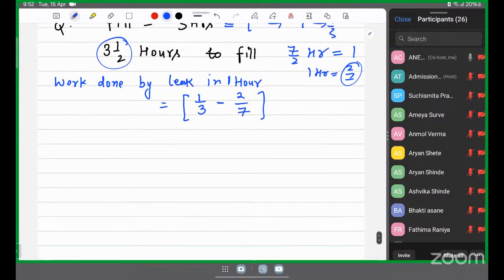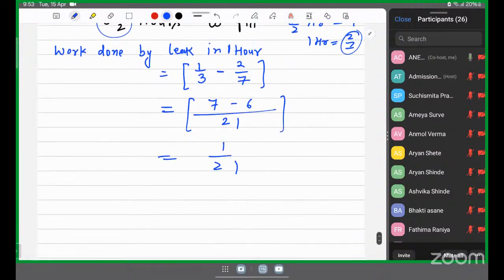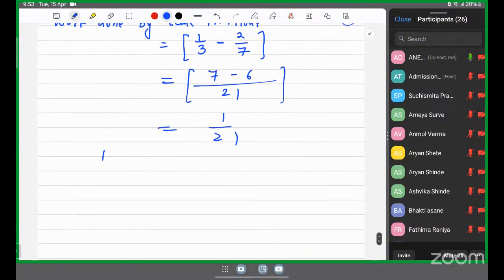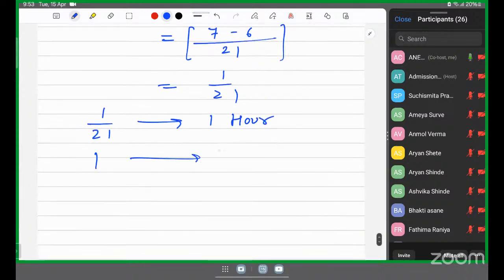Are you getting it? This will be how much? 1 by 21. 7 minus 6. This will be 1 by 21. So 1 by 21 part is done in 1 hour. One part will be done in 1 upon 1 by 21, that is 21. It means if the tank is completely filled, leakage will take 21 hours to empty it.